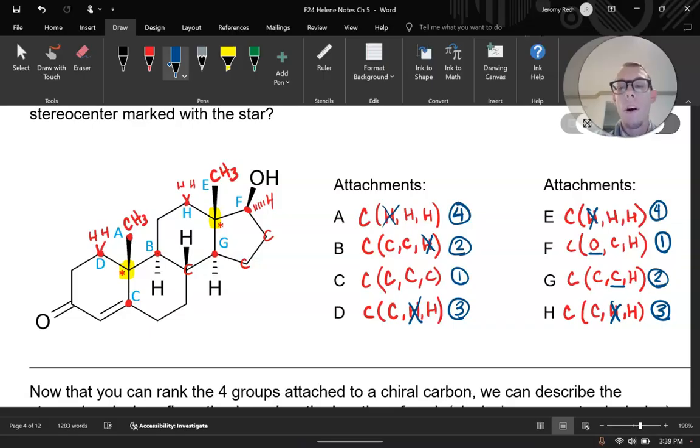And this is our CIP rules, going through and then getting an assessment 1, 2, 3, and 4 for the priority of all of our different groups. Once we know those, we're then going to use what we're going to learn in our next video to turn this 1, 2, 3, and 4 into an assessment of either an R or an S. We'll go ahead and stop there, and I will see you in the next one.